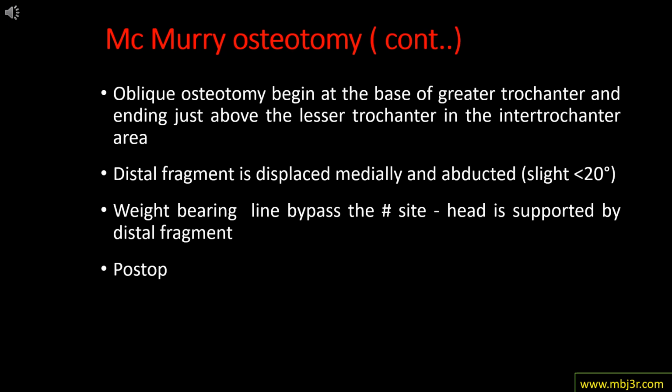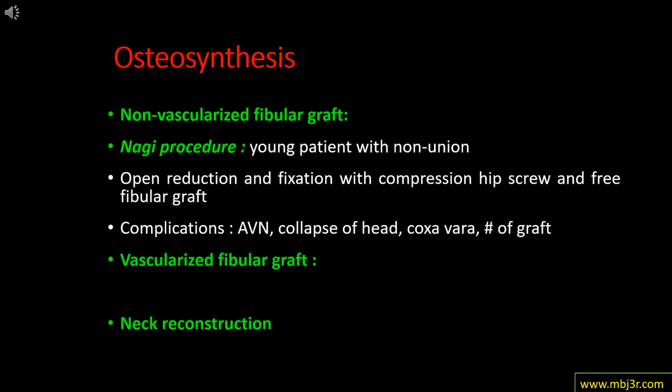Oblique osteotomy begins at the base of the greater trochanter and ends just above the lesser trochanter in the intertrochanteric area. The distal fragment is displaced medially and abducted slightly, around 20 degrees. The weight-bearing line bypasses the fracture site and the head is supported by the distal fragment. Osteosynthesis: you can fix it with a non-vascular fibular graft.